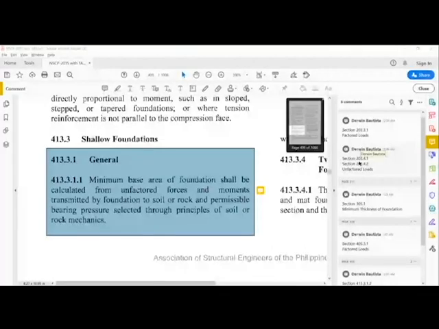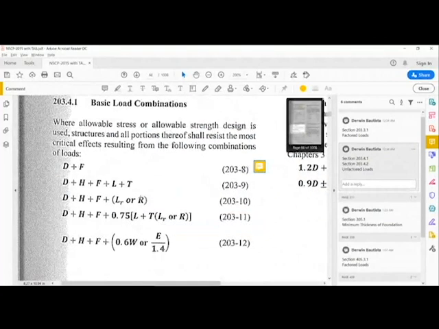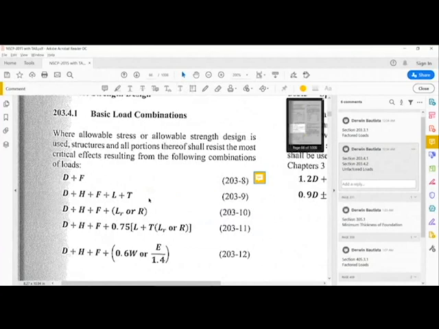Going back to the NSCP, we have what you call the unfactored loads. Basic load combinations where allowable stress or allowable strength design is used: structures and all portions thereof shall resist the most critical effects resulting from the following combination of loads. So D plus F, D plus H plus F.